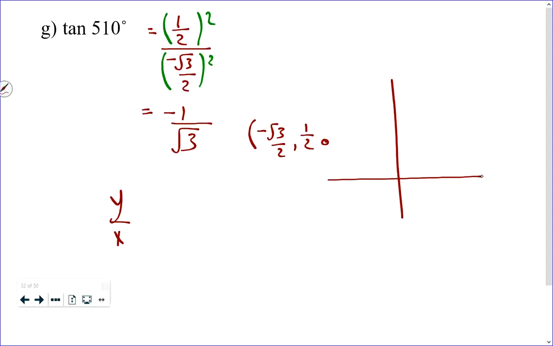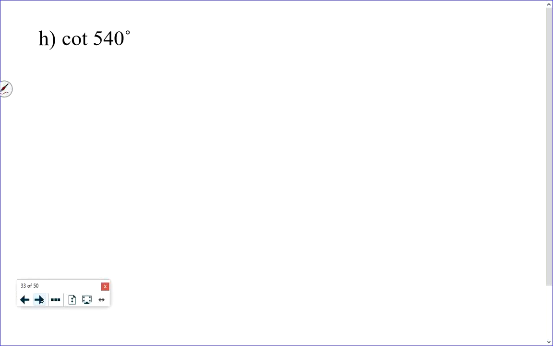So I give you lots of questions in this first example to try to get you used to using the unit circle. Let's move on. I don't think we need to do another one.